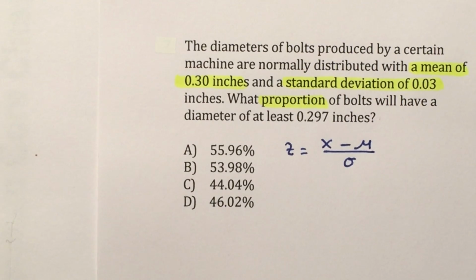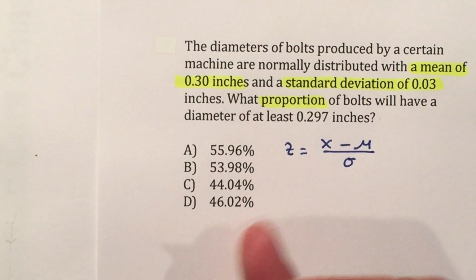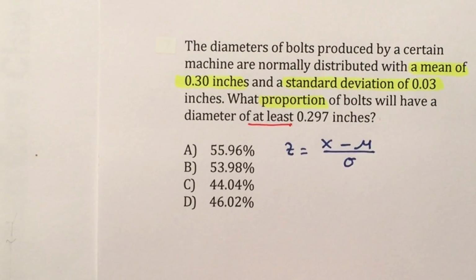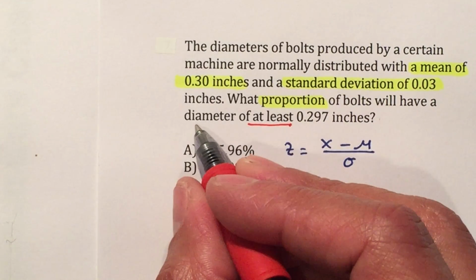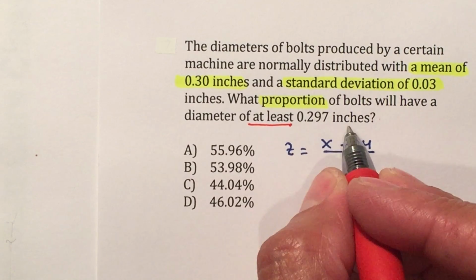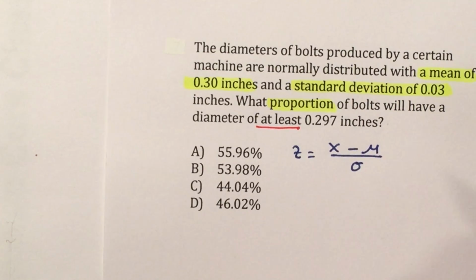Now remember, the chart is going to give you the values that are less than you. If you're asking for at least, that means they want the ones that have a diameter of more than or equal to 0.297 inches. So we're going to have to subtract it from 100. But let's go through the process.